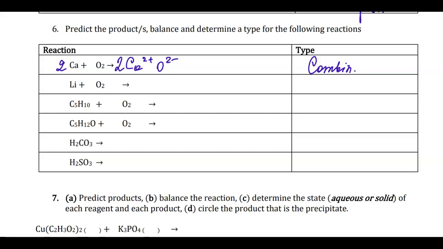Lithium and oxygen react, and when elements react with oxygen, usually oxides are formed, right? So it will be lithium plus oxide 2 negative, lithium and oxygen, right? So lithium oxide. And there are 2 and 4 here, and it's a combination reaction. Okay, and the third and fourth will be combustion.